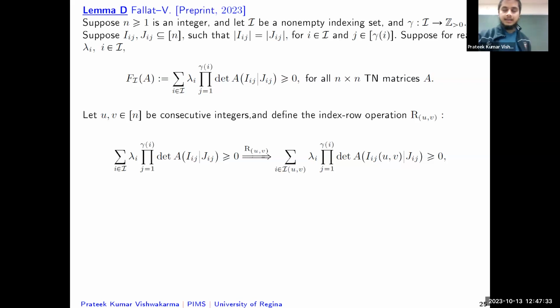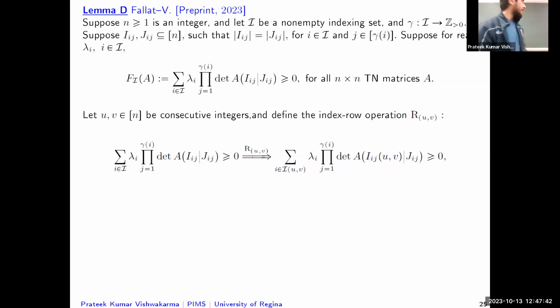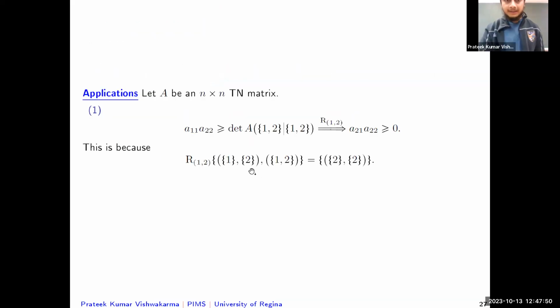So for instance, maybe the board will not be visible very well. So okay, let me continue. Let me do a silly example before we continue. Suppose we have the Hadamard inequality over 2 by 2 totally non-negative matrices. So we have A11 times A22 is more than the determinant of the matrix which corresponds to row indices 1 2 and column indices 1 2.